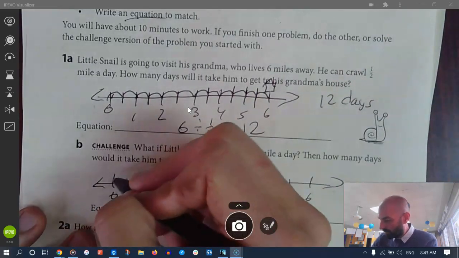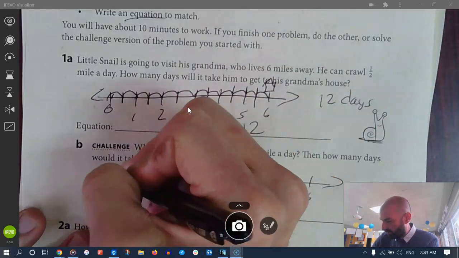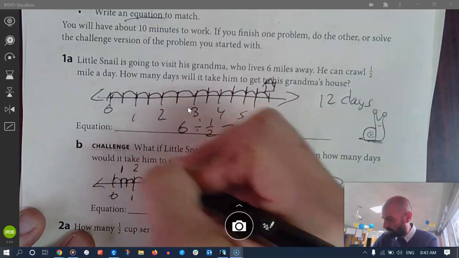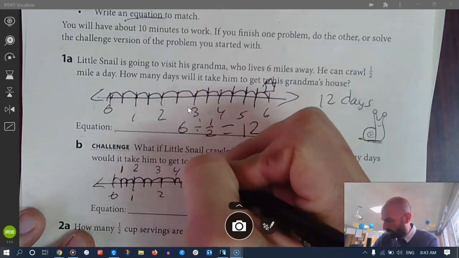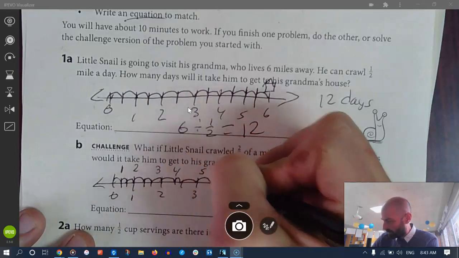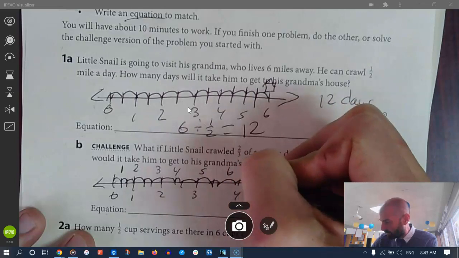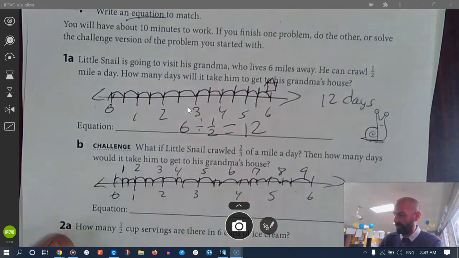Okay. So now I'm going to go 2/3. So I go 1 2/3, that's 1 day. 1 2/3, that's 2 days. 1 2/3, that's 3 days. Continuing on, that's 4, 5, 6, 7, 8 days, and 1 2/3, that's 9 days. So that would be 9 days.